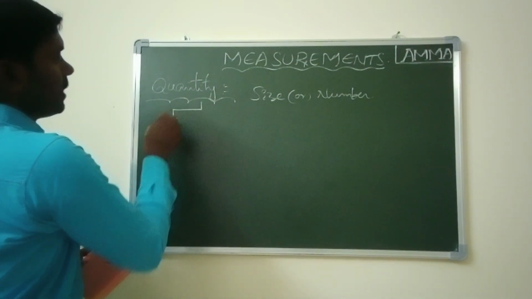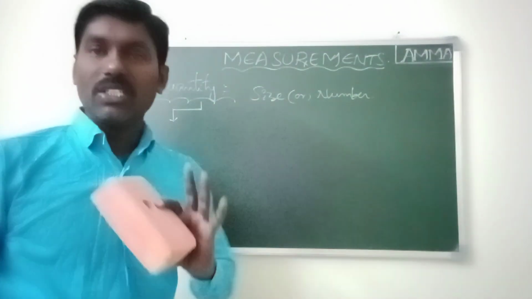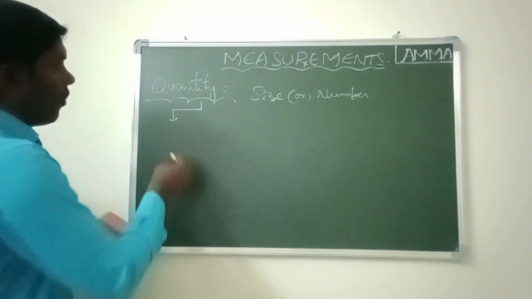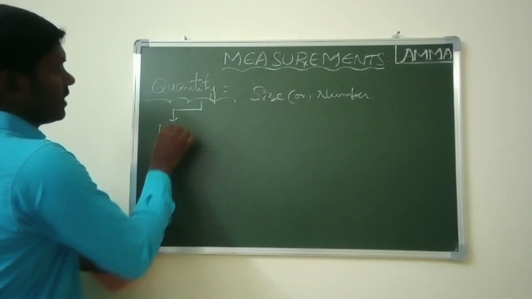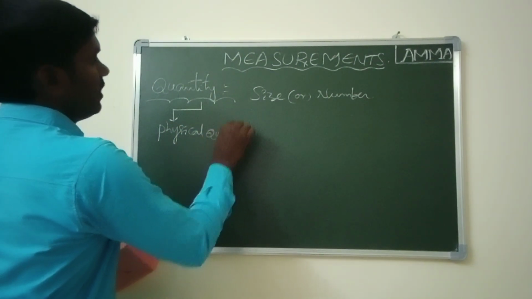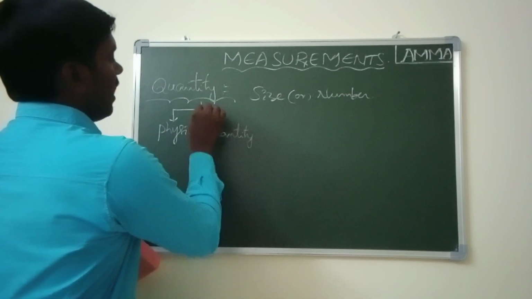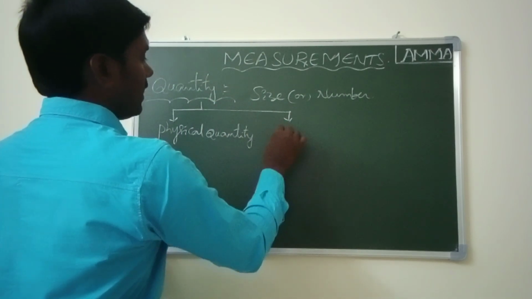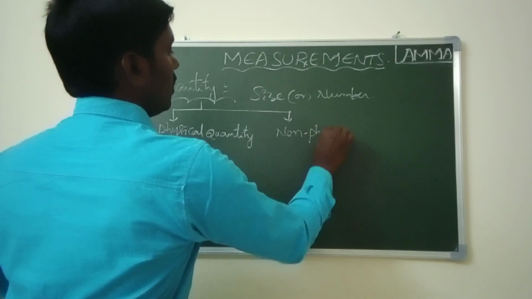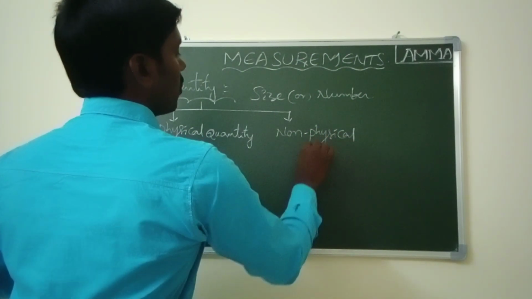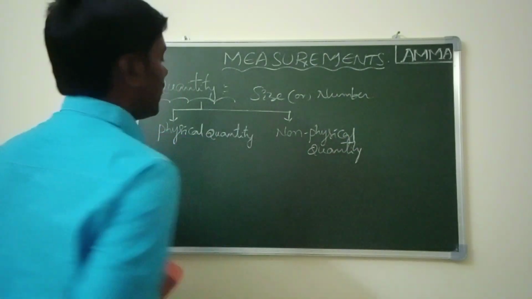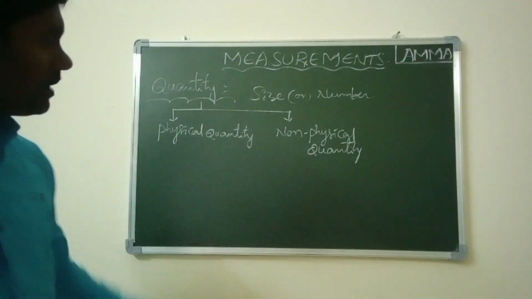Based on the nature, quantity is broadly classified into two types only. What are those? The first one is physical quantity, and the second is non-physical quantity. Okay, so let us try to know each and every one. What is meant by physical quantity?